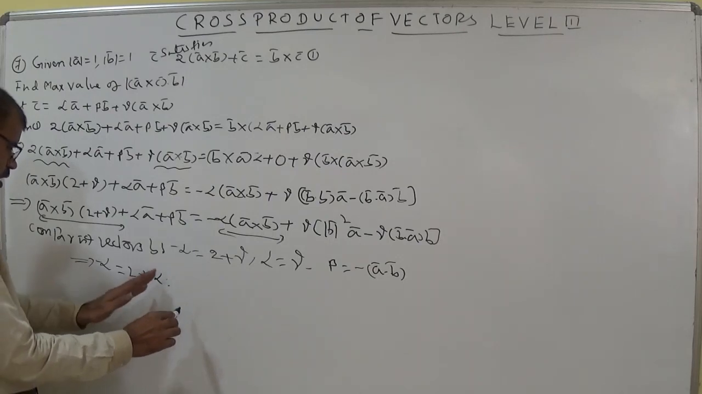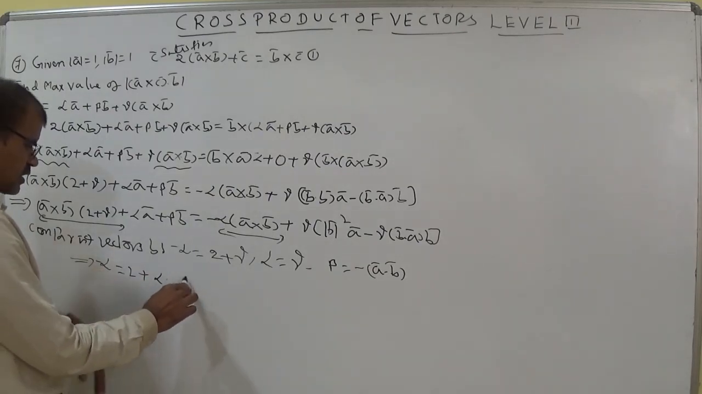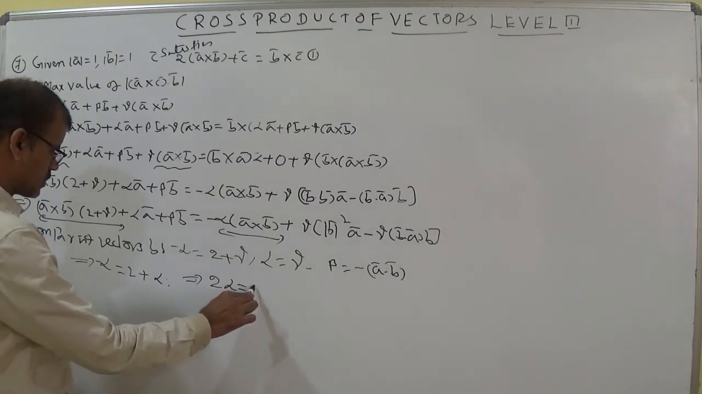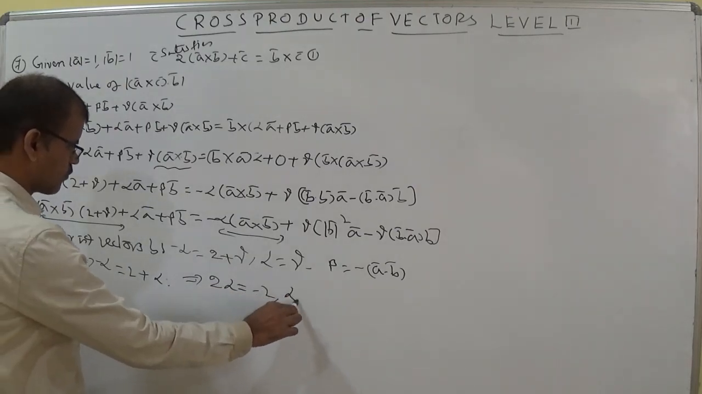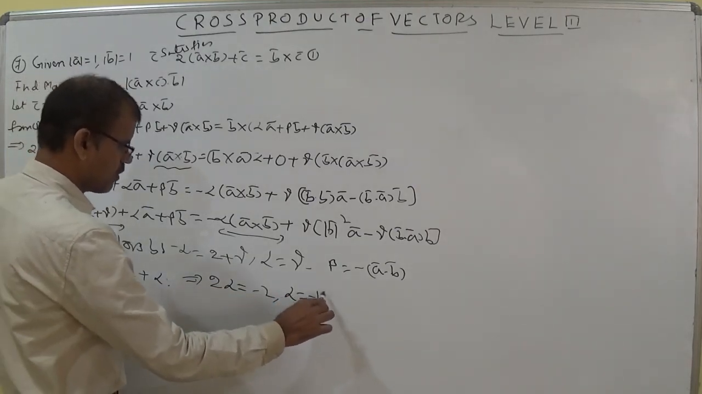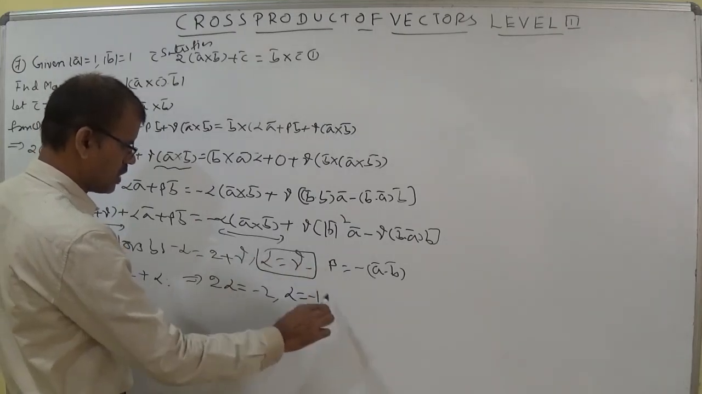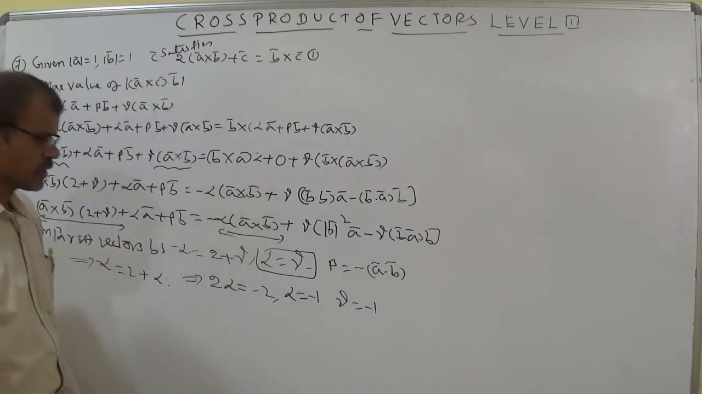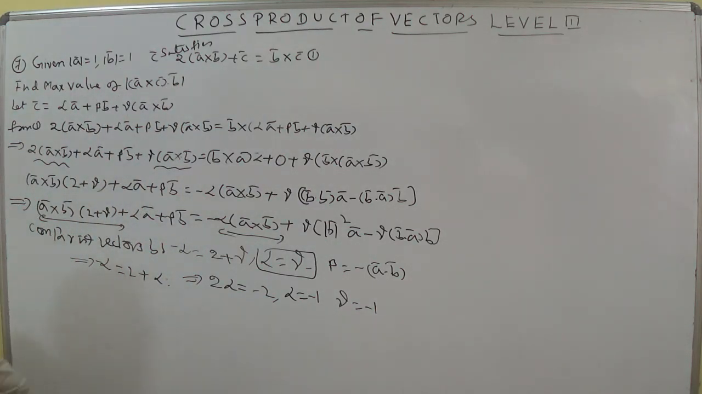Okay. Now alpha taken this side, otherwise alpha taken this side, no problem anyhow. Then you will be getting 2 alpha is equal to minus 2. Therefore alpha is equal to minus 1. Whenever alpha equal to gamma is there, now you can say that gamma is also equal to minus 1. But beta simply we left the value as minus A dot B.